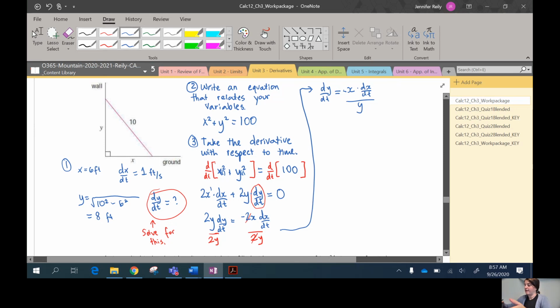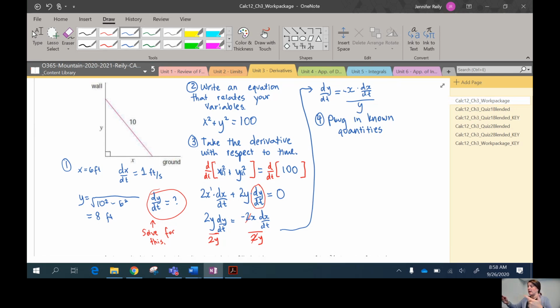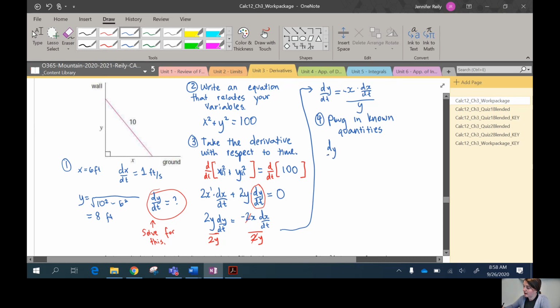Okay, and now step 4 is to plug in. The last step is always to plug in known quantities. In this question, we were told x is 6. We calculated that y is 8 and dx/dt is 1. And so I can plug those in to solve for dy/dt. So negative 6 times 1 all over 8, and you get negative 0.75.